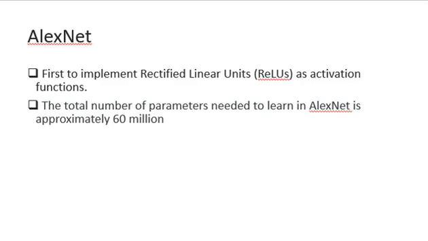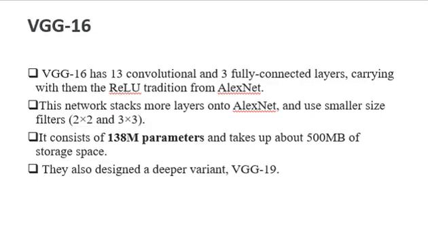VGG16. By now, you would have already noticed that CNNs were starting to get deeper and deeper. This is because the most straightforward way of improving the performance of a deep neural network is by increasing their size. The folks at the Visual Geometry Group, VGG, invented VGG16, which has 13 convolutional and 3 fully connected layers, carrying with them the ReLU tradition from AlexNet.